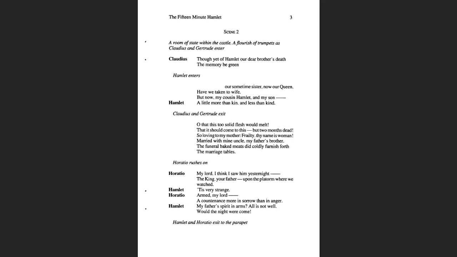So what he's saying is that his dad died and his mom wasted no time in marrying his uncle. So when he says the funeral baked meats did coldly furnish forth the marriage tables, it means they didn't wait like two weeks before they got married after his father died. So he's obviously not very happy about this. He feels betrayed by his mother, betrayed by his uncle, and as we find out later, there's a little more under the surface going on than he realizes.